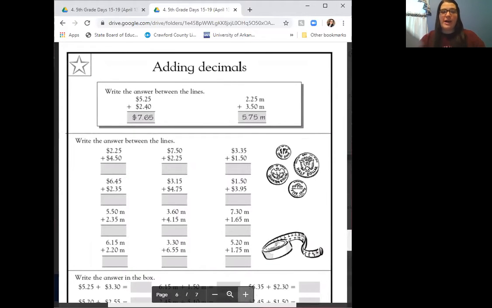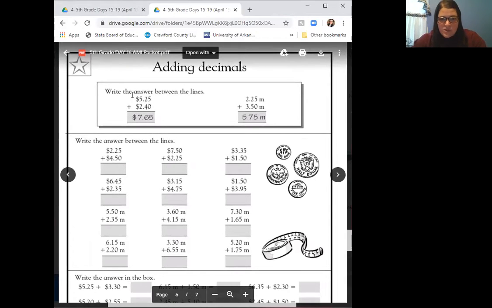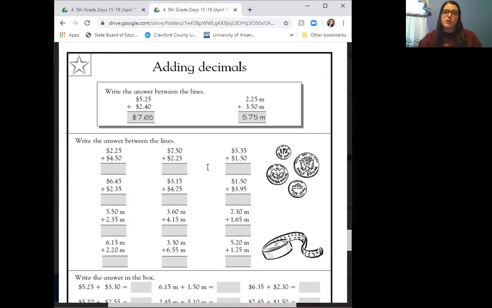We were learning about this in class before all of this, adding decimals. Then it gives you some examples. It says write the answers between the lines. It gives you $5.25 plus $2.40. And all you do, when you add or subtract decimals, you line up the decimal points, and then you just add the numbers together.